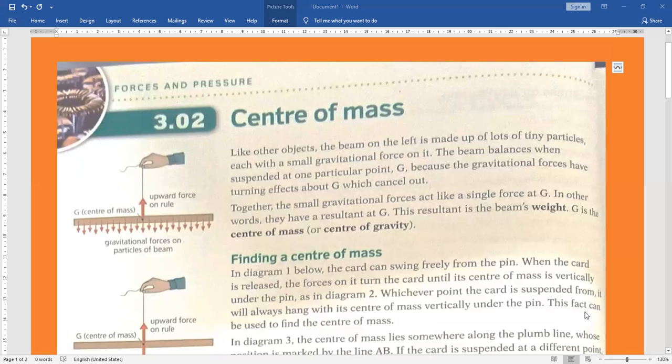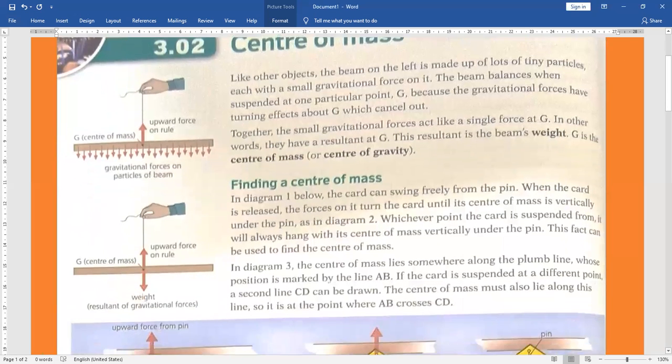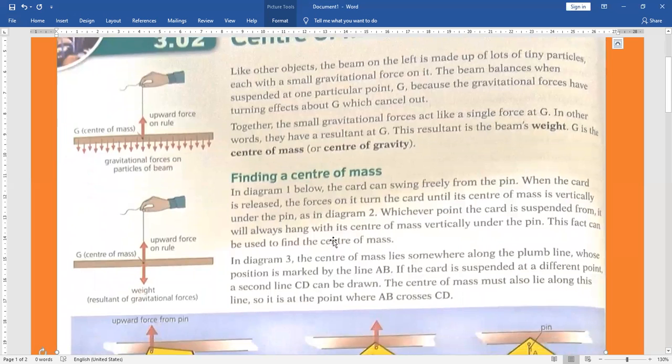Now, next, you can see here they show one upward force, and the second one is the resultant gravitational force. Both are equal. When both are equal, the body will have no turning effect or no torque. Yes sir. Find the center of gravity of mass.